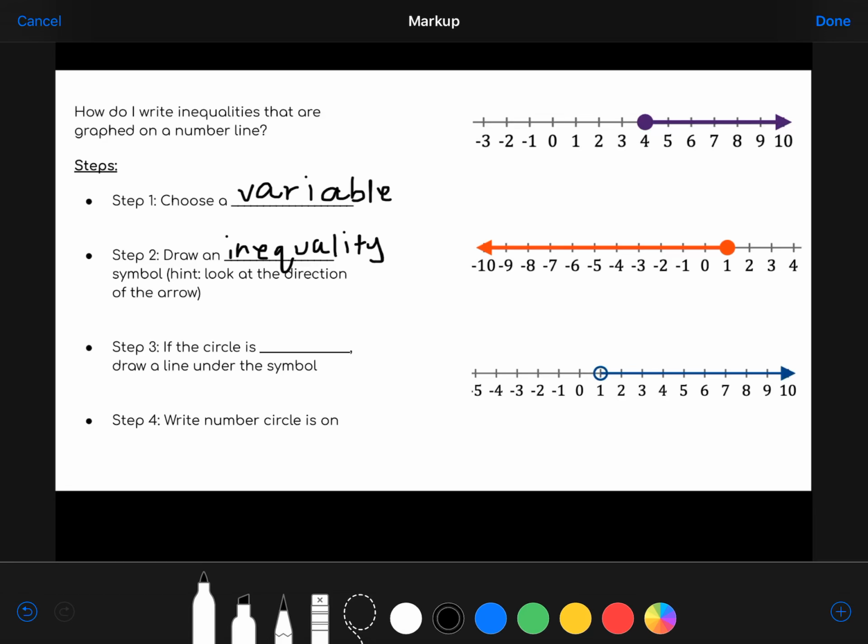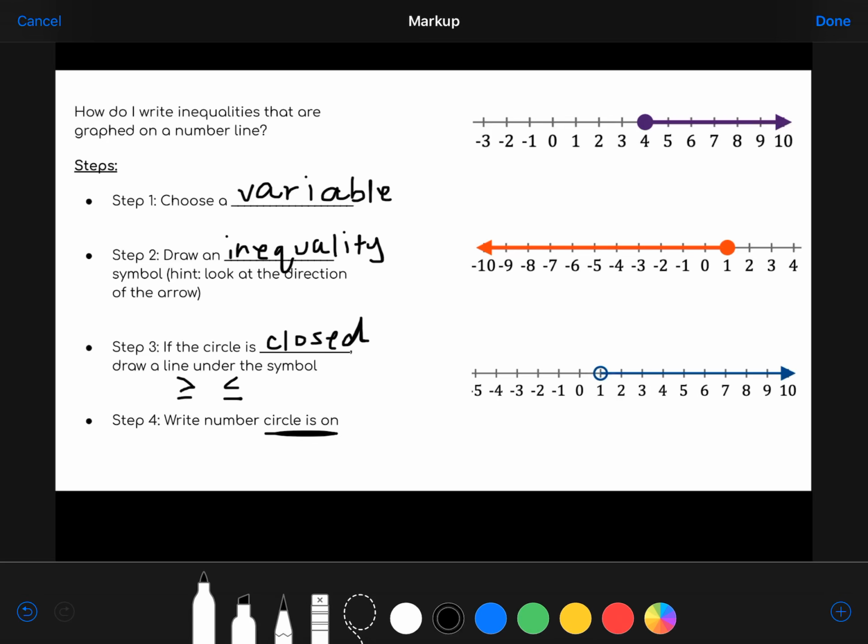And then step 3, if the circle is closed, draw a line under the symbol, which means it would either be greater than or equal to or less than or equal to. If it's open, then it would just be less than or greater than. And then you're going to write the number that the circle is on. So here I see 4. It's a closed circle going to the right.